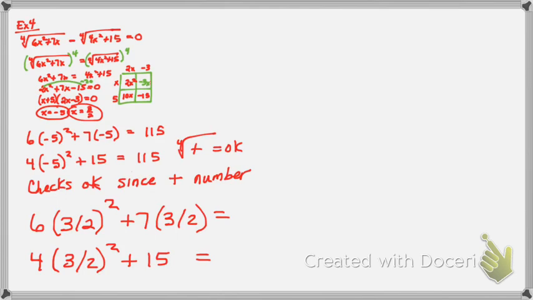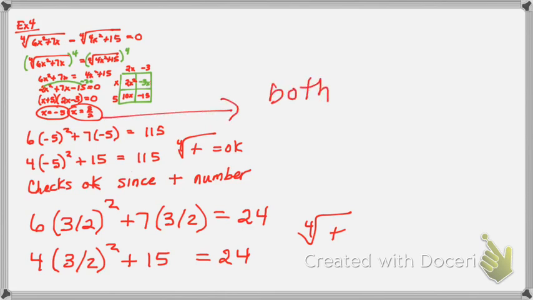24. 24? Positive? Yep. Okay, so they give you a positive 24. So that's great. We can do a fourth root of a positive number. Okay? So I have two answers. These two both work. Both work. Okay? Everybody okay with that?